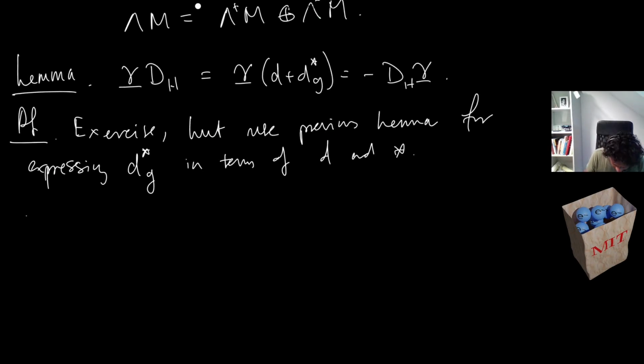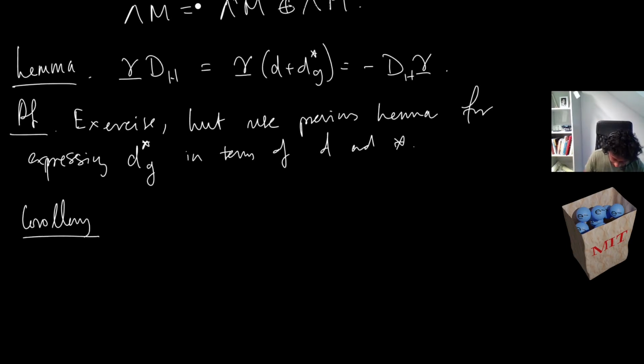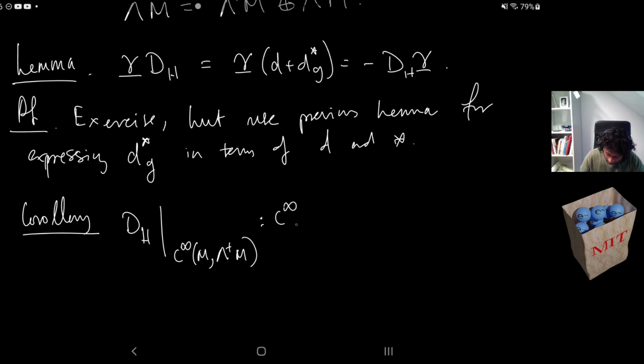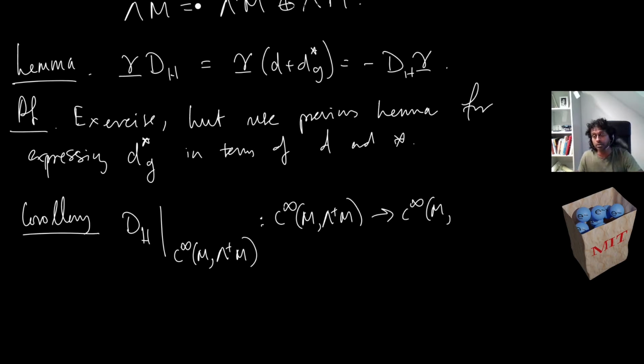So as a corollary to this, we obtain that d_H restricted to C infinity of these positive forms actually maps us from the positive forms to these negative forms. So this you can see is very close in flavor to what we did last time with respect to the spin Dirac operator, right? With the spin Dirac operator, this also happens naturally in even dimensions.